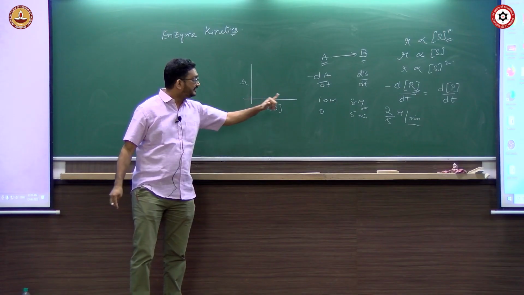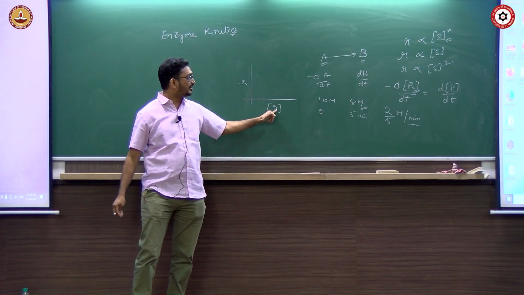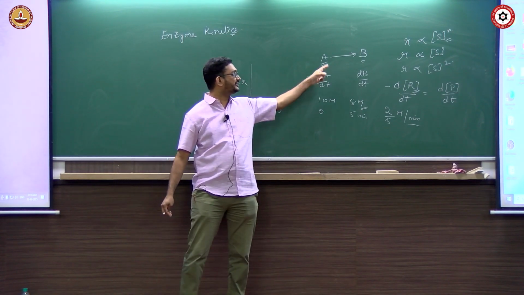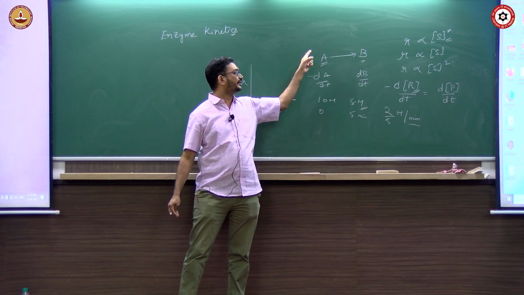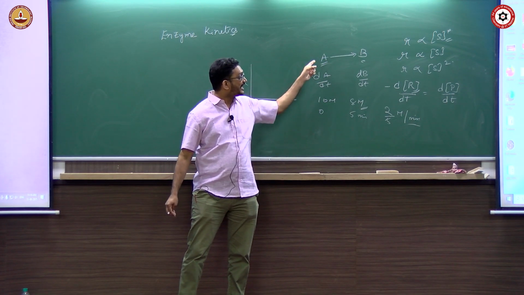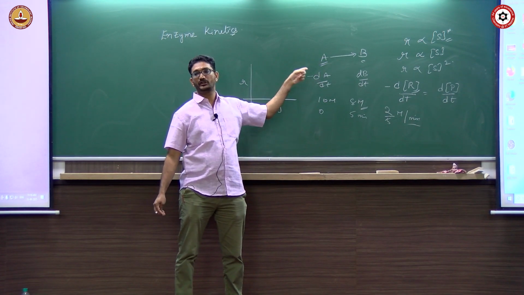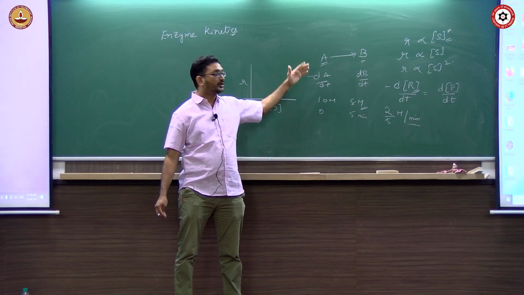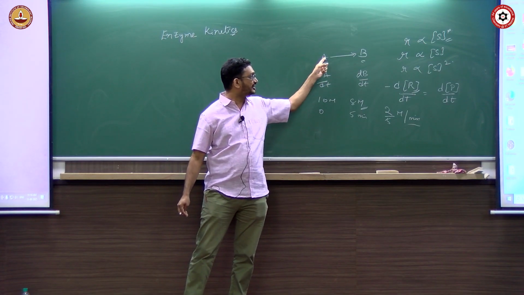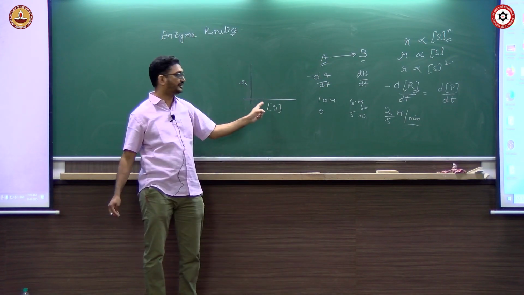Now you can determine this rate of the reaction at different concentrations of substrate. That means you can change the initial concentration of A. You can have 10 molar. Again, you can start it with 8 molar. You can start it with 6 molar. You can start it with 4 molar. So this initial concentration can be changed, and you can determine the rate of the reaction.